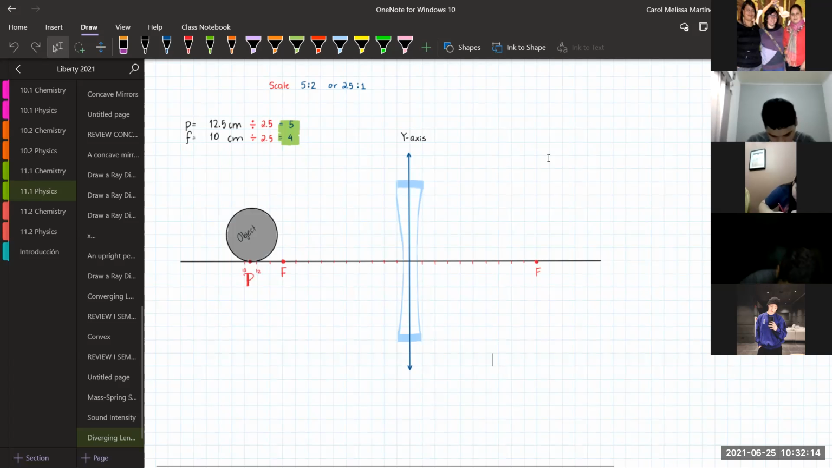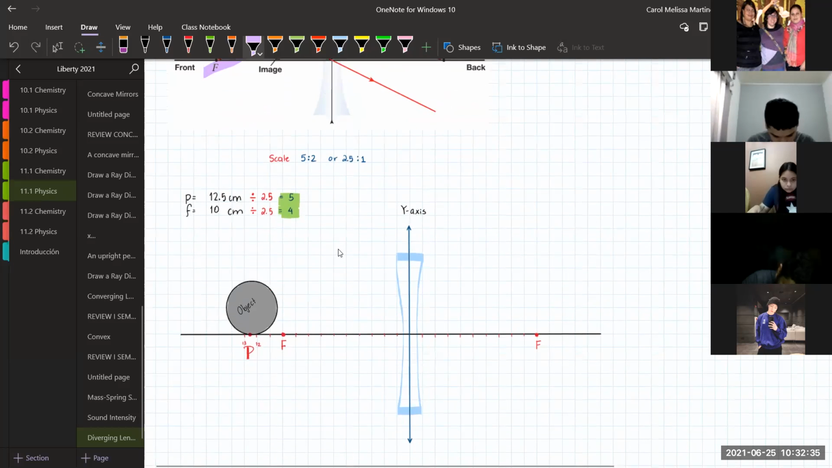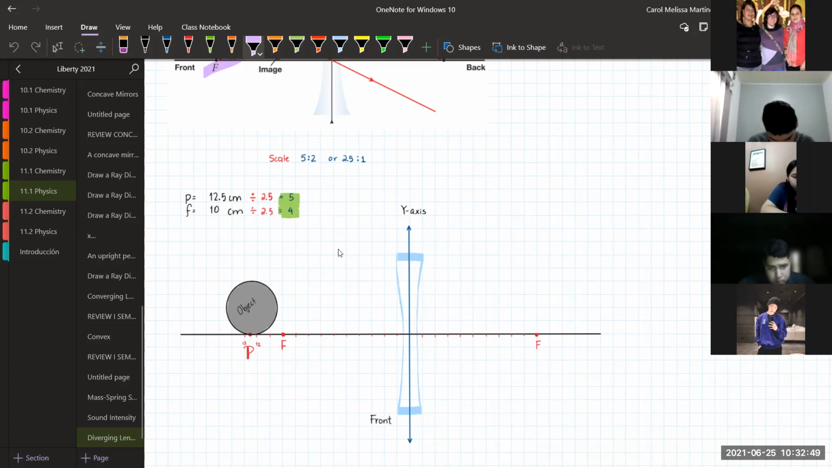So, let's see. The first ray comes from the top of the object, straight horizontal until it reaches the y-axis. And then it comes back, okay, it is reflected until it passes through the focal point that is in the front. Remember, the side where I place my object is the front side of the lens, and the other side is going to be then the back side.